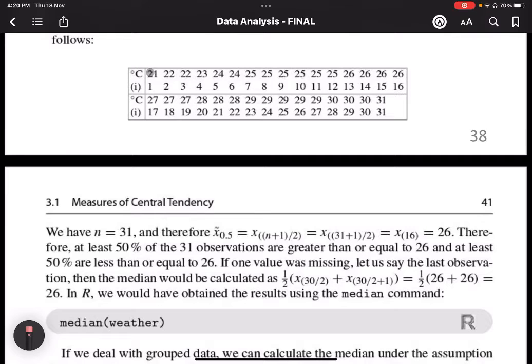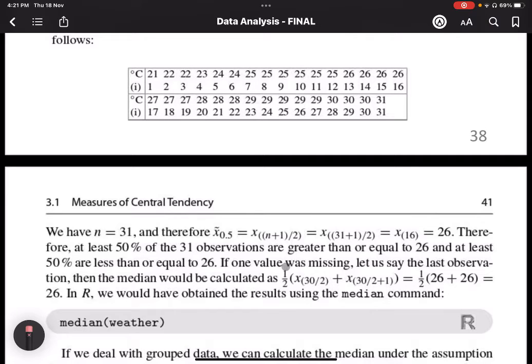Okay? So remember, ito yung temperature, ito yung index number, yung series ng number kung hanggang ilan. So sa ika-16 na number ay si 26. So if the result is x16, then the value of this is 26. So ito yung ating median, okay?